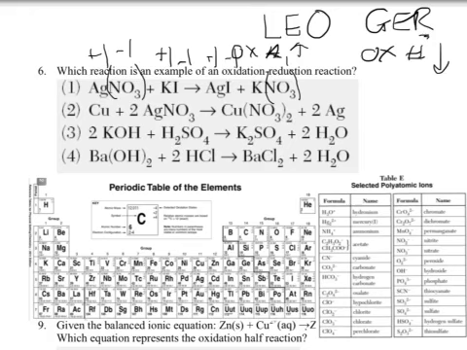So when we look at the atoms on the reactant side and compare them to the product side, we'll see that silver has an oxidation state of +1 on the reactant side, +1 on the product side. There's no change. Nitrate doesn't change, potassium's not changing, nor is iodine. So this reaction is not an oxidation-reduction reaction.